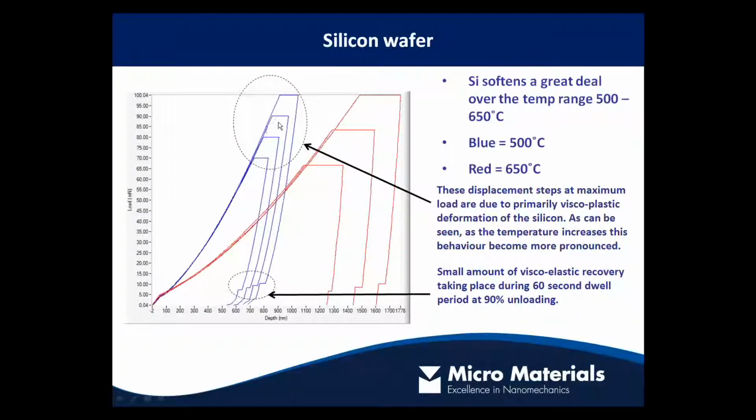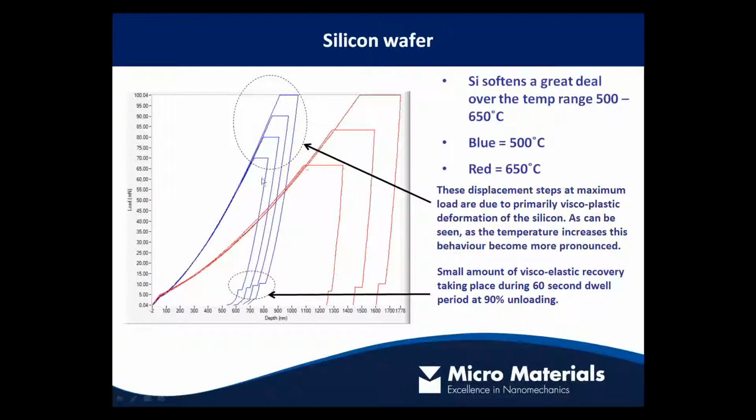Just to point out a few interesting points here, between 500 Celsius and 650 degrees Celsius is quite a critical temperature for silicon. It undergoes a lot of softening during that temperature range. If we think about that creep data we saw on the previous slide, we can see that during the maximum load dwell period at 500 degrees Celsius, we get a moderate amount of creep. We go up to 650 degrees Celsius, and that amount of creep is basically doubled or more.